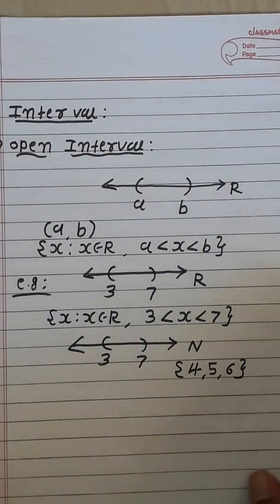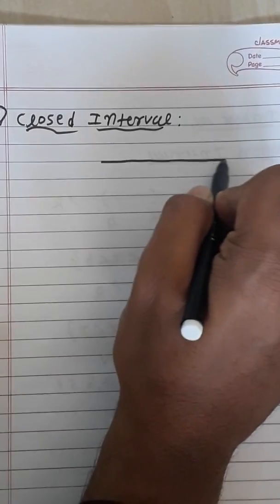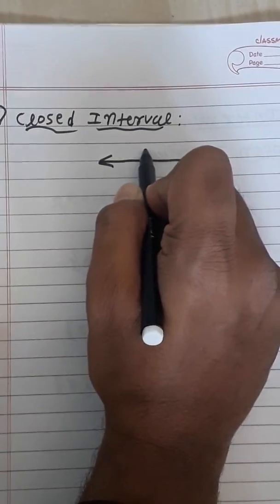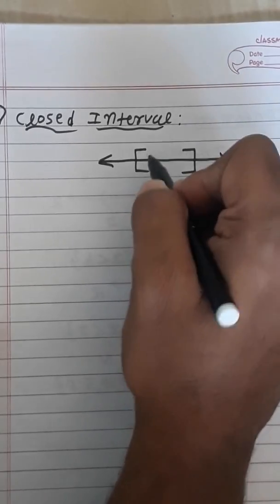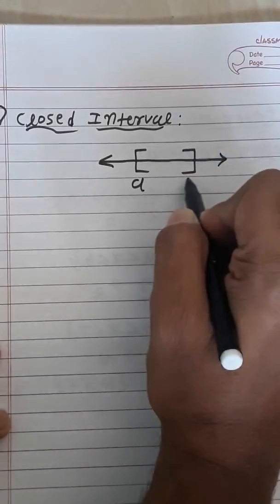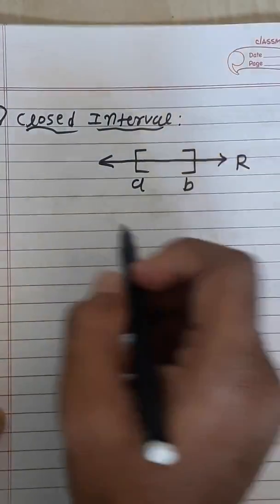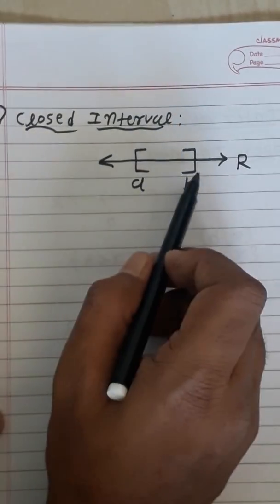Now the next interval is closed interval. What is the difference between open interval and closed interval? In closed interval, we represent it in box brackets, otherwise called large brackets. Again, we consider two elements A and B, and again we take the real number line R.